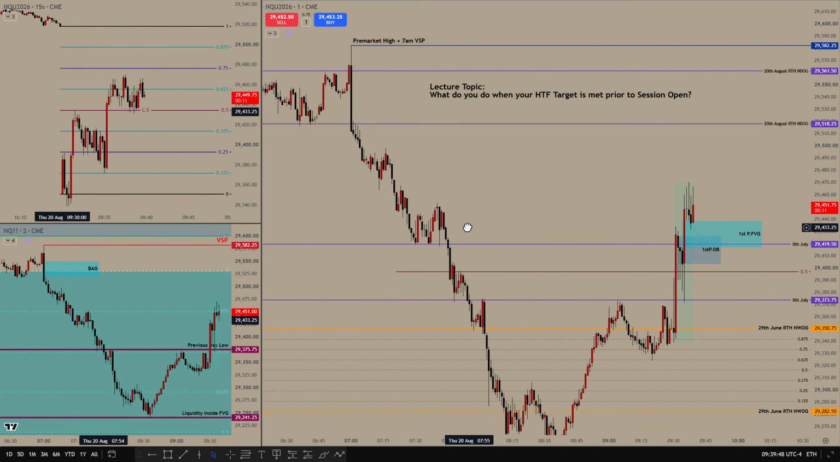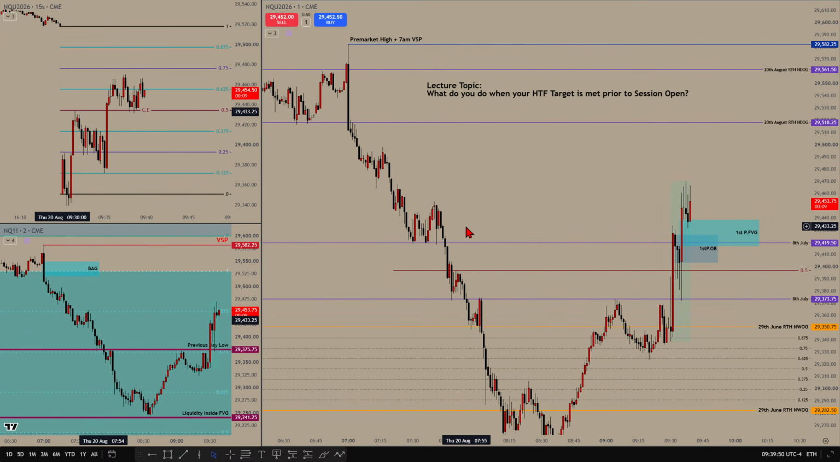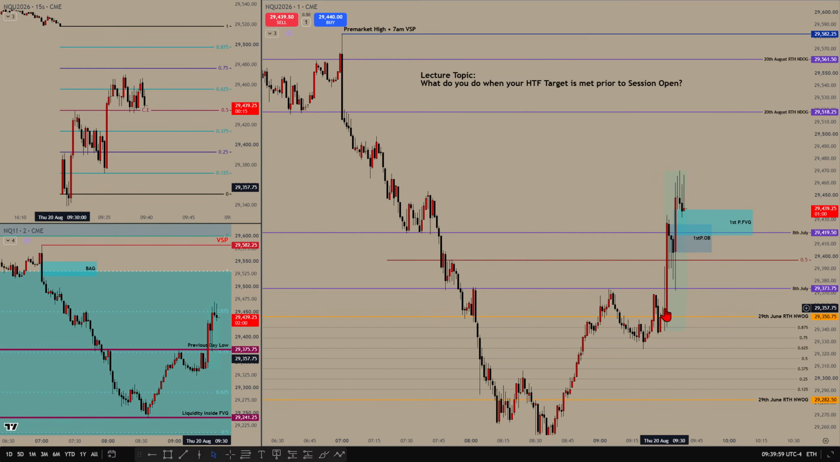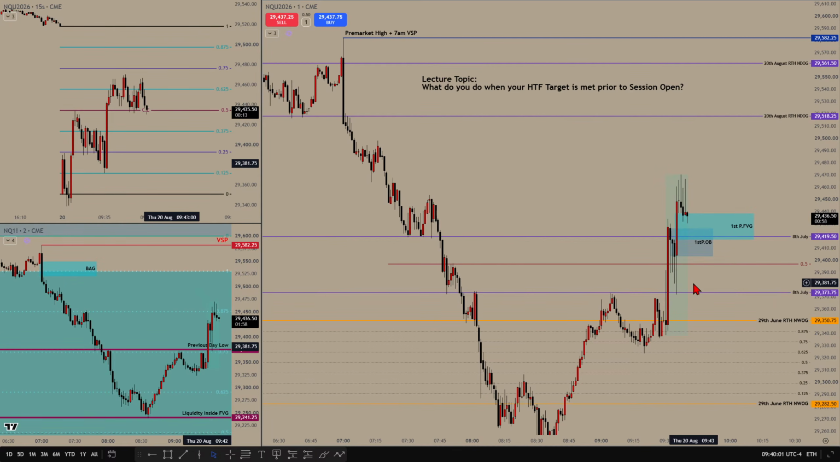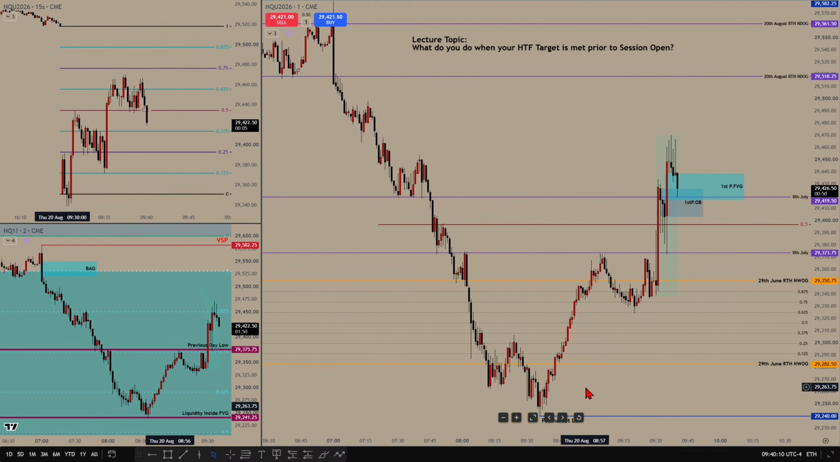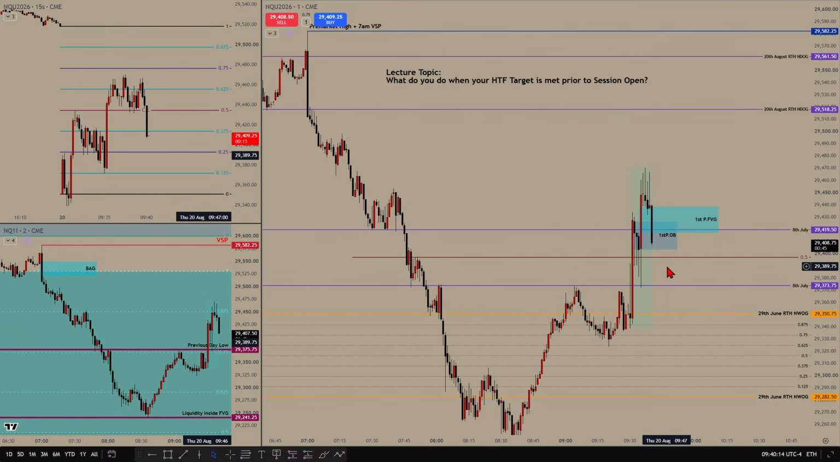So of course, if your high time frame target is met prior to the session open, you take a neutral stance and you let more information come into the marketplace. You can't immediately start looking for a trade at the open or 5 minutes after the open. Because what are you now targeting? You've already hit your draw on liquidity. Are you looking for a reversal now? Are you looking for it to continue in the direction of your draw? Yeah, I don't know these things just yet. So I need to let the chart tell me stuff.